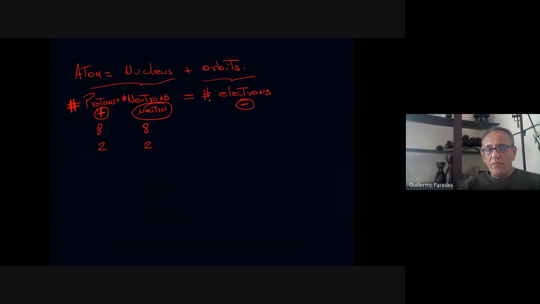If I have 8 protons, I have 8 neutrons, so I have 8 electrons. If I have 2 protons, I have 2 neutrons, I have 2 electrons. Okay? So that is what we have in the periodic table. In the periodic table of Mendeleev, you're going to have all these elements, and we are going to highlight some of them. So be okay with that? Yep. Okay.